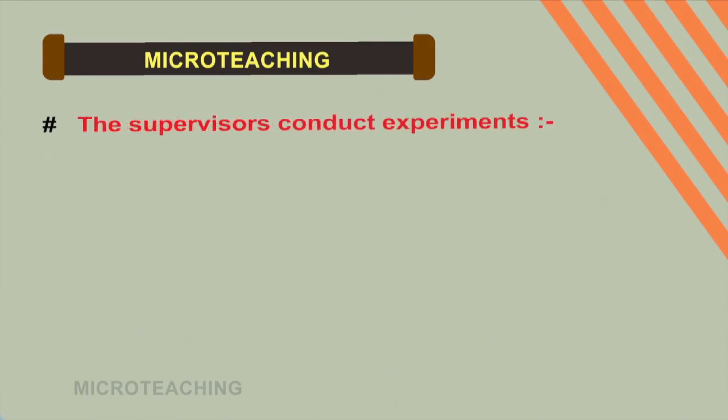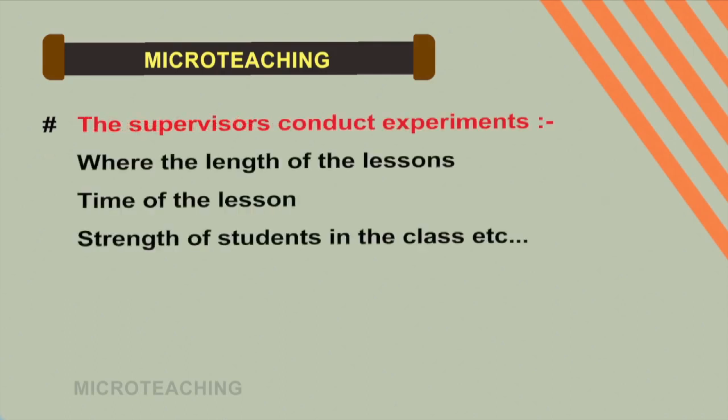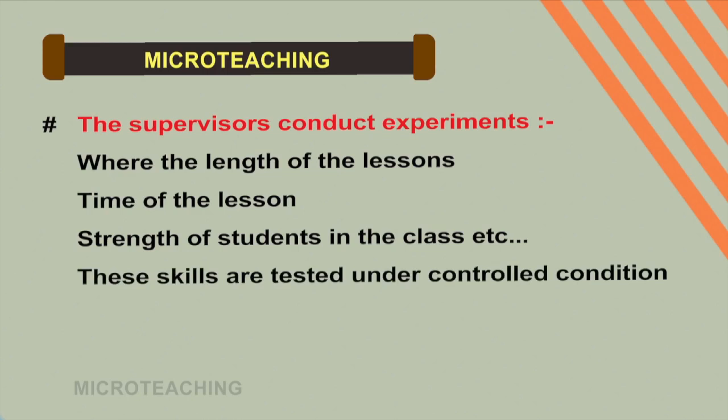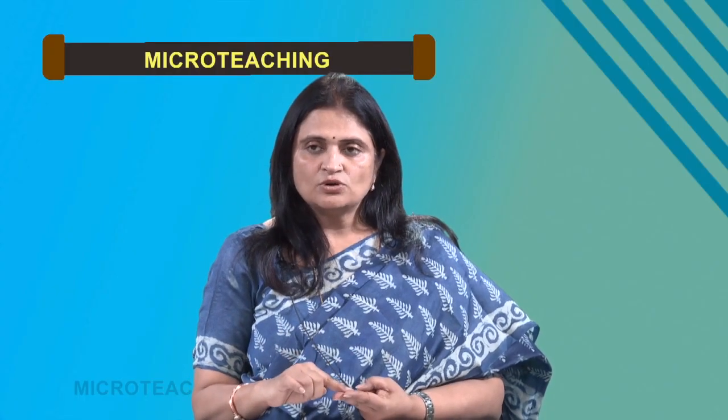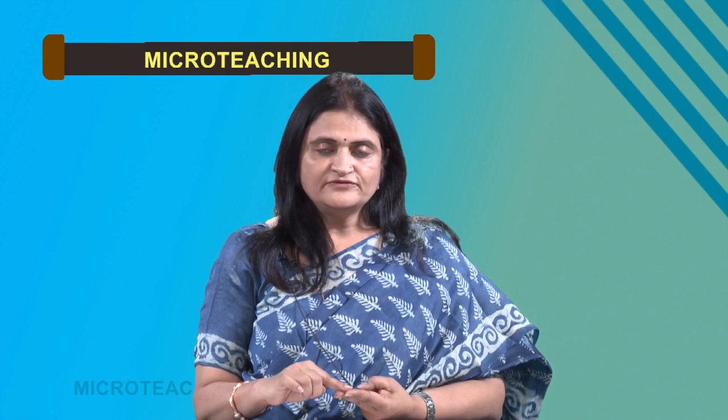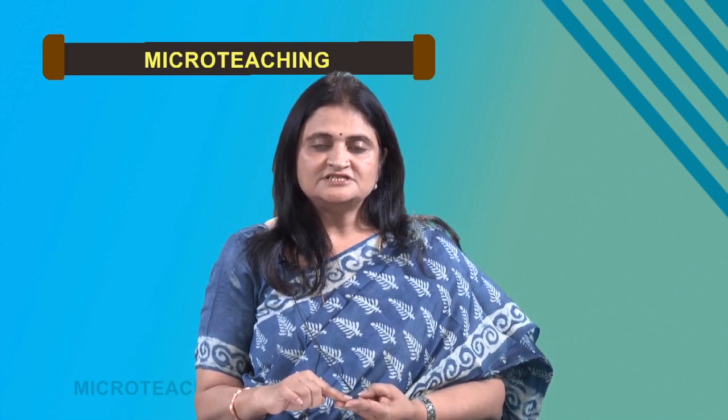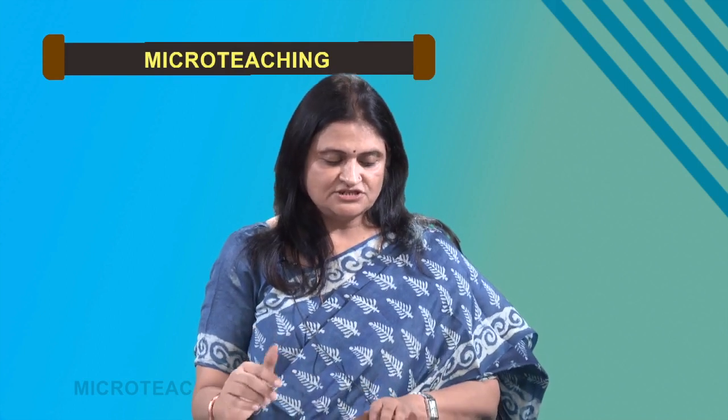So, the supervisor conducts experiments where the length of the lesson, the time of the lesson, and the number of students, so to call the strength of the students in the class, is controlled. Therefore, the aspect of controlled condition, a scaled down version in a controlled atmosphere, is what micro teaching targets. And when it targets all this, it helps you achieve better teaching pedagogy and better teaching presentation.